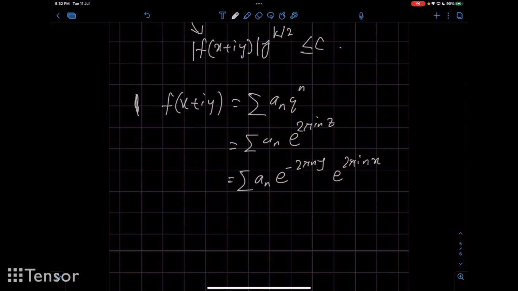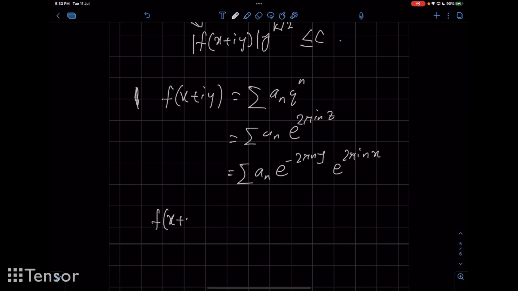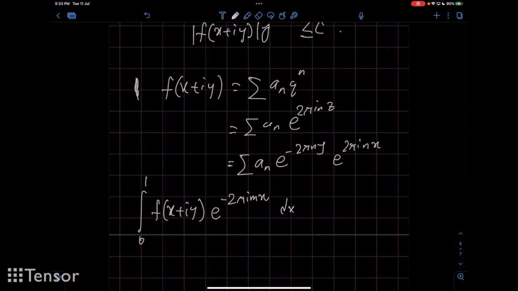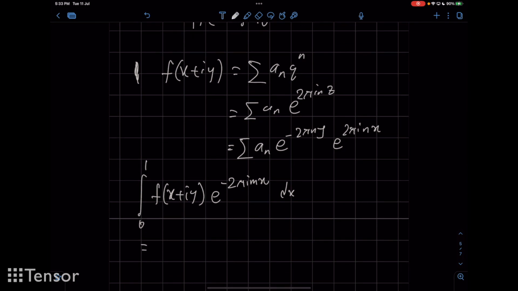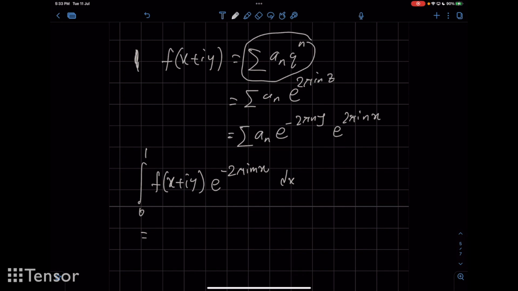Okay. So now what we are going to do is that we take f of x plus iy, we multiply it by e to the negative 2 pi i m x, and then we integrate from 0 to 1. While doing this integration, we have to switch integration and sum once. How is that justified? This sum, a n q to the n, is actually a stronger convergence. This is uniformly convergent as well, since it's a Taylor series of a holomorphic function. So we can switch sum and integration.